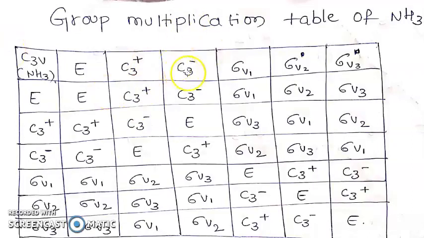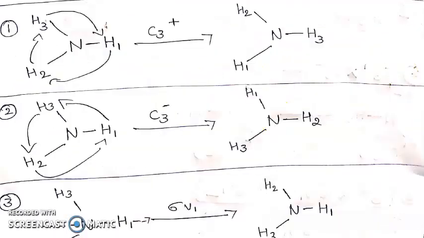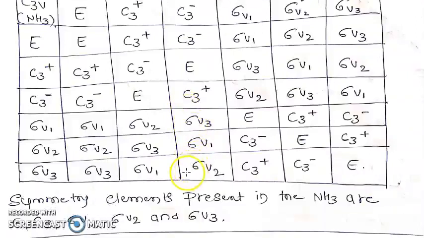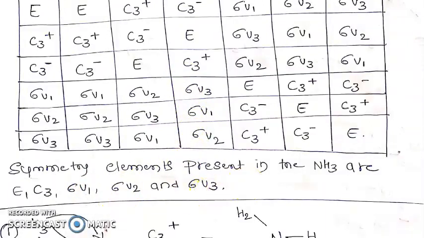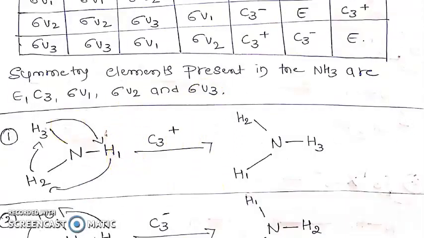The next concept is the group multiplication table of ammonia. The symmetry elements present in ammonia are E, C3, sigma V1, sigma V2 and sigma V3.